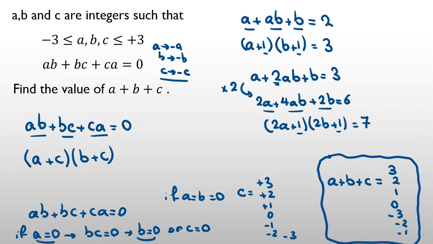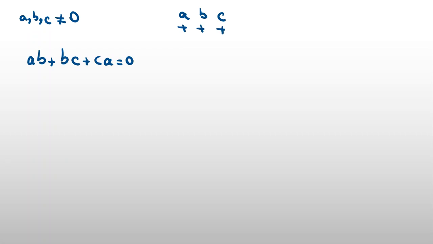Now let's consider other cases. Here we don't have anything that is 0, so A, B, C are all not 0. Because AB plus BC plus CA equal to 0, if A, B, C are all positive, then it will be positive, positive, positive, impossible. If all of them are negative, then AB, BC, CA are positive, impossible. So two of them are negative and one positive, or two of them positive and one negative.